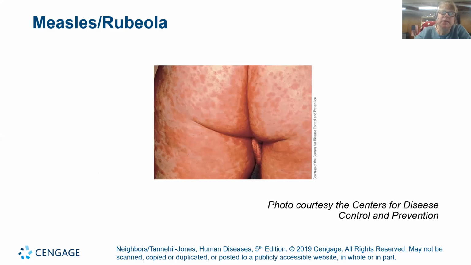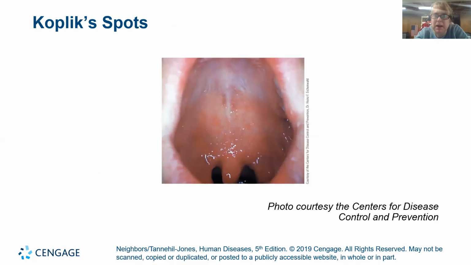And this is the rash that is seen. It usually spreads all over the body. And these are Koplik spots. These are little tiny pinpoint spots that are in the back of the throat. This does not look like strep throat. Once you start looking in children's throats, you get used to looking at different things. But these tiny pinpoint red dots are what they look for with Koplik spots.